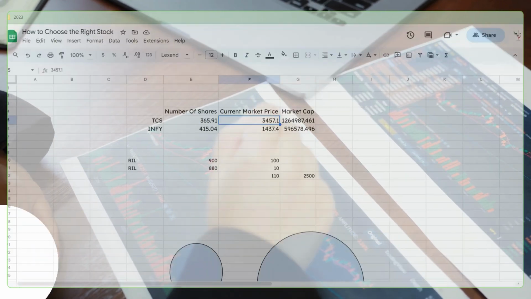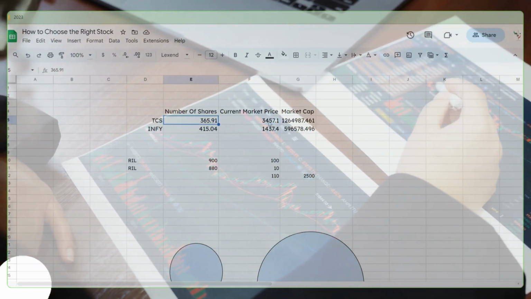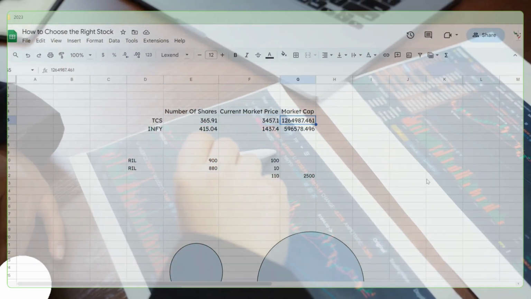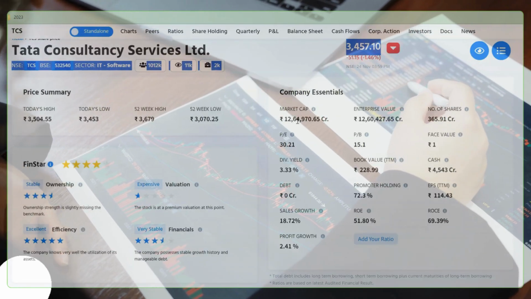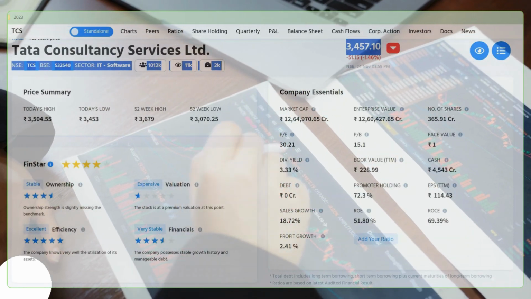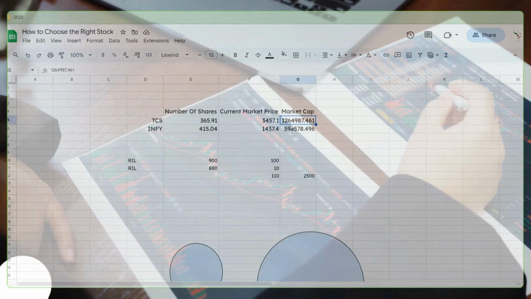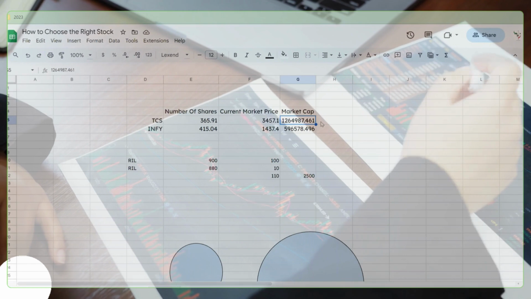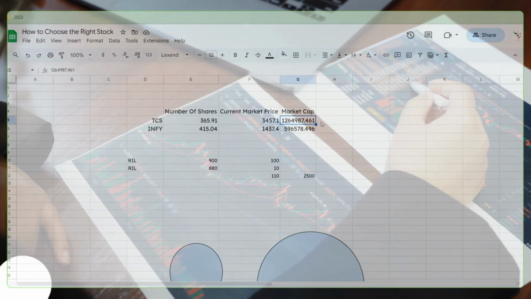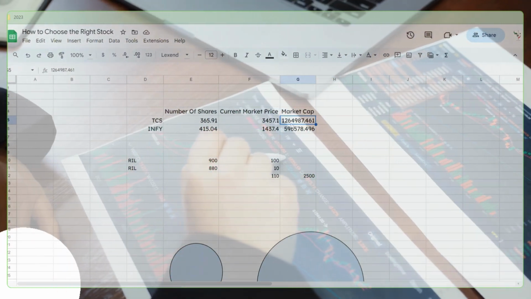Coming to our Excel sheet, I have taken the number of shares and the current market price. So this is the market cap that has come, right? If you see 1264,970, it should be approximately that, 1264,987, because it would have been calculated on the previous market price from a few months back. So as per the current market price, this is the market cap.